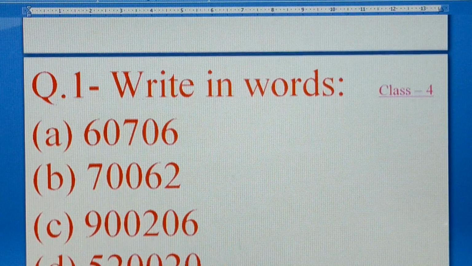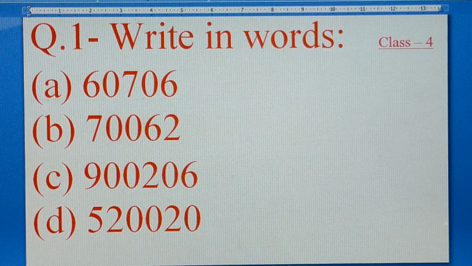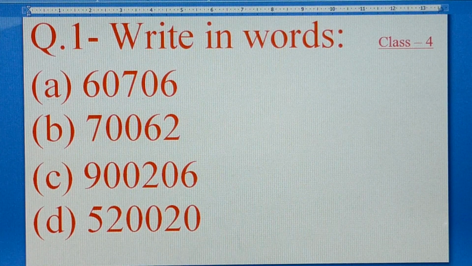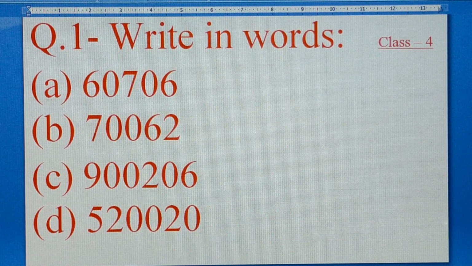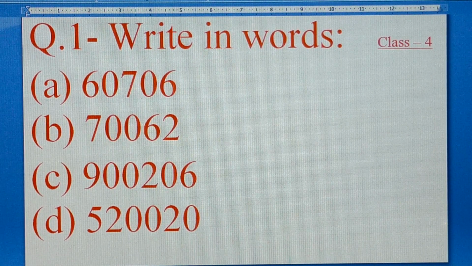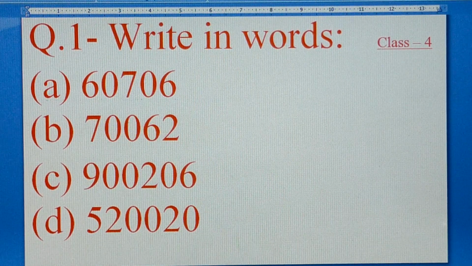You have to write in words. 60,706, 70,062, 9,206, 5,20,020. You have to write in words. 1 ONE, 5 FIVE, 10 TEN, 100 HUNDRED. So you have to write in words.